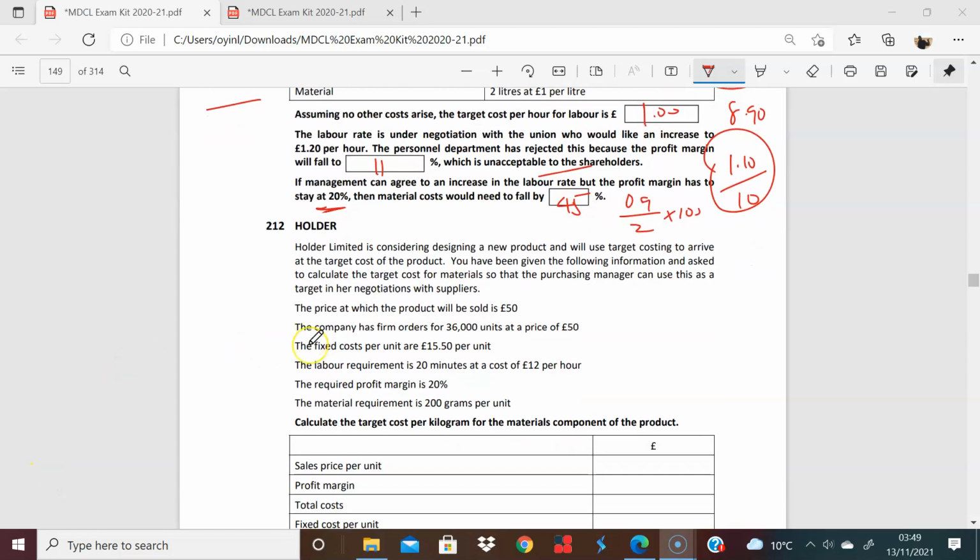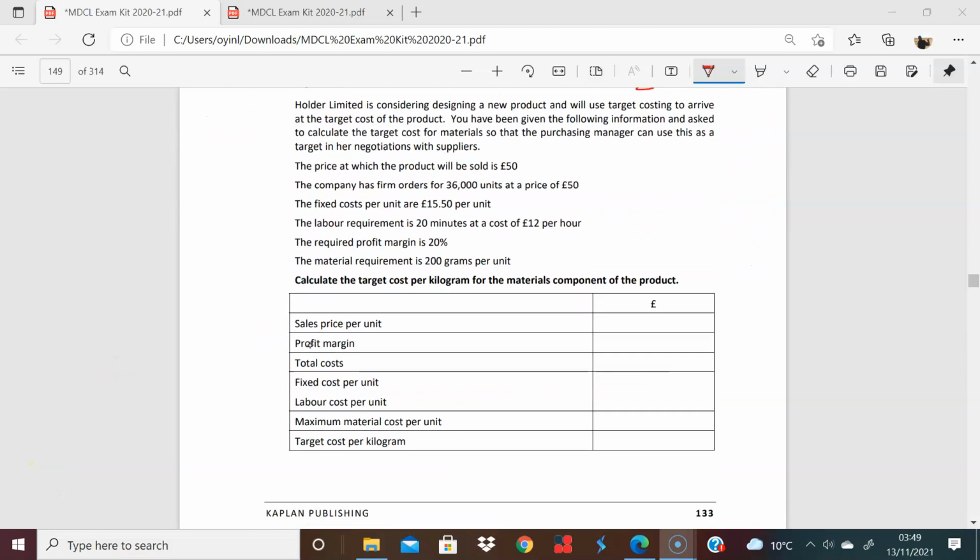Okay, so in this next question, Holder is considering designing a new product and wants to use target costing to work out the target cost. You have the following information. The most important thing is this price. Once you have the price and you have the required profit margin, you're winning.